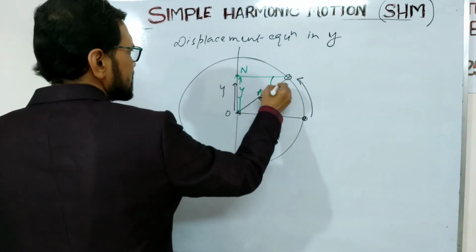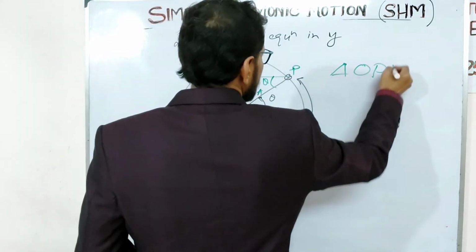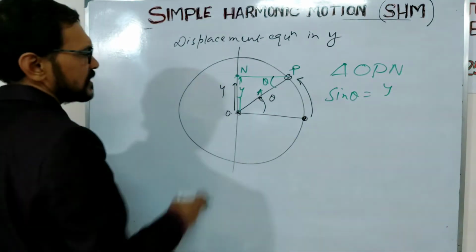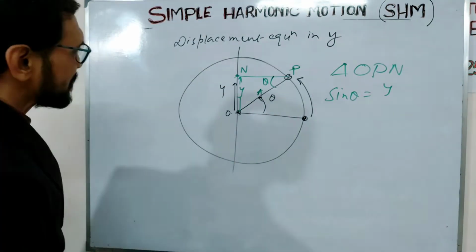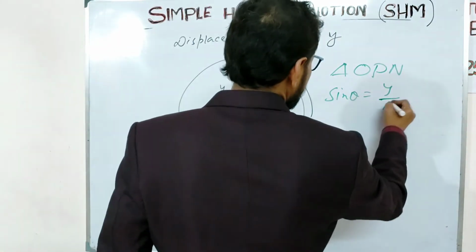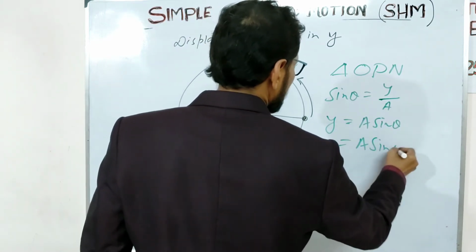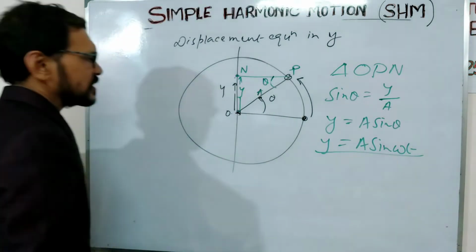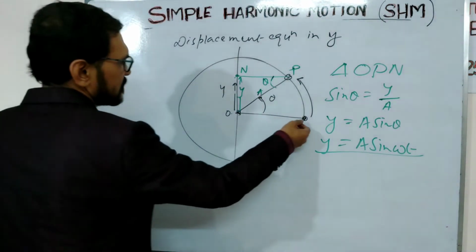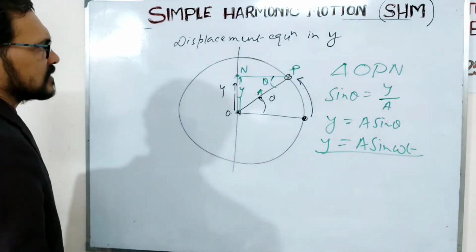Now this angle is theta. From triangle OPN, we can show sin theta equals perpendicular by hypotenuse, that is y by a. So y equals a sin theta, a sin omega t. So we can show it in a different way. If the displacement is in terms of y, then we can show it this way: y equals a sin omega t is also an equation of SHM.